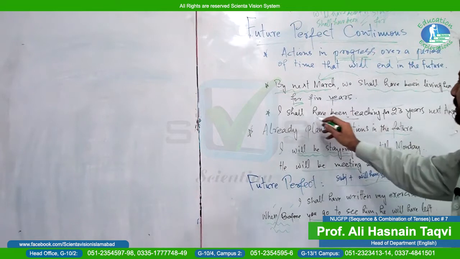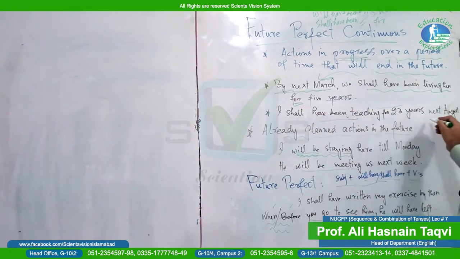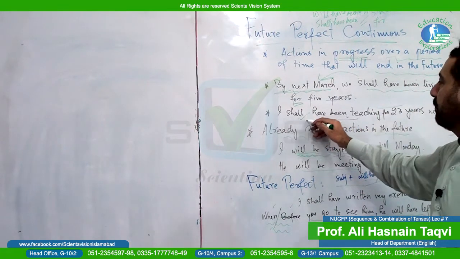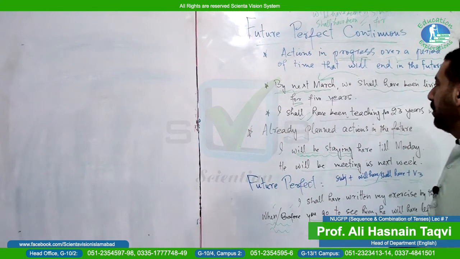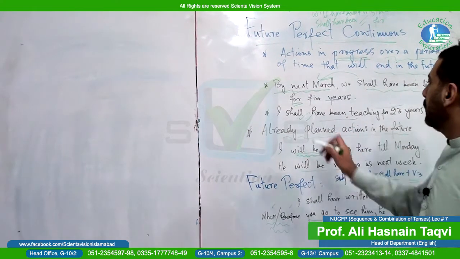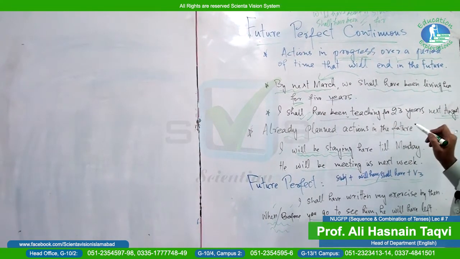Or for that matter, I shall have been teaching, that's a fact again by the way, but this fact is attained in next August. So my choice of tense is future perfect continuous, because I still intend to continue in this profession. I shall have been teaching for 23 years next August.